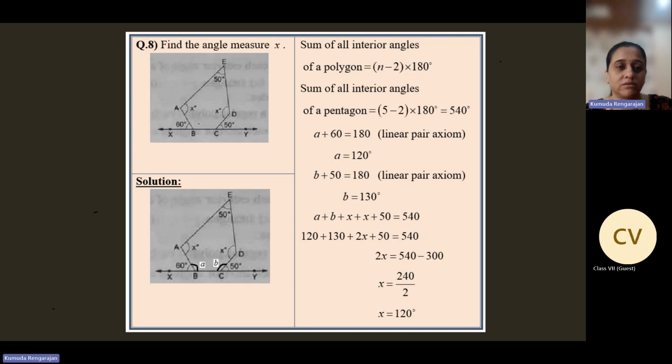So what in this question? Find the angle measure x. Okay. So first tell me, how many vertices does this polygon have? Ma'am, 5. See, don't count the points x and y as vertices. Vertices are the corners of the polygon we see here. Okay, so A, B, C, D, and E. 5 vertices. So it has 5 sides.